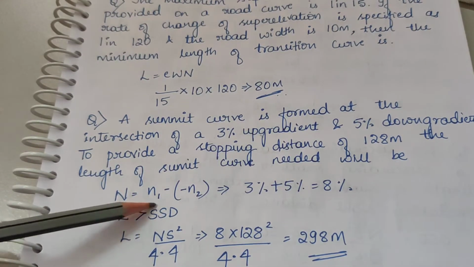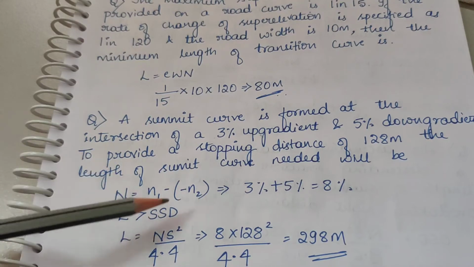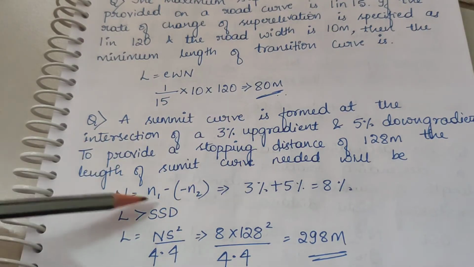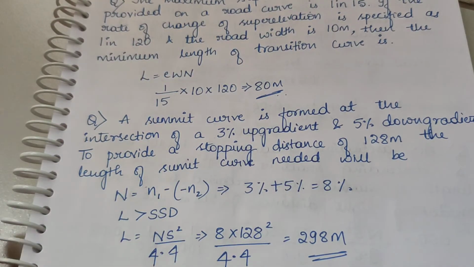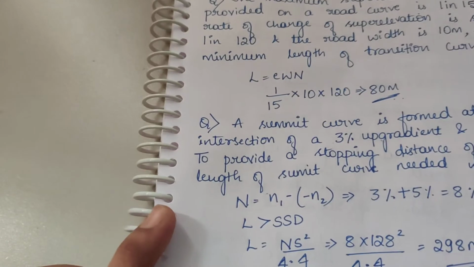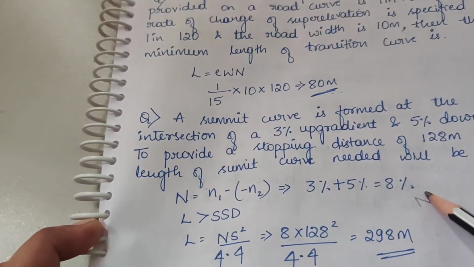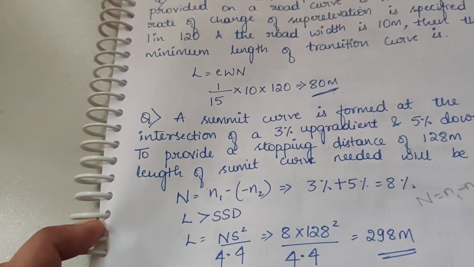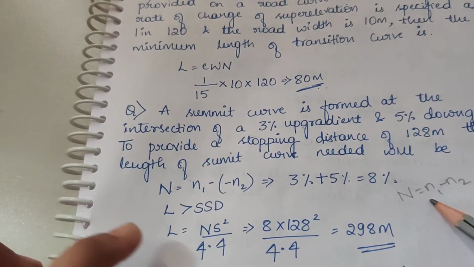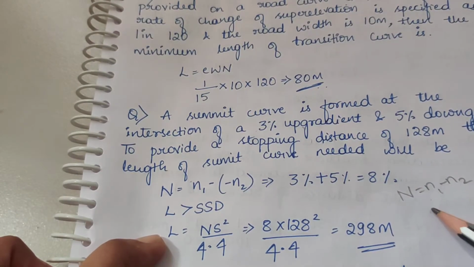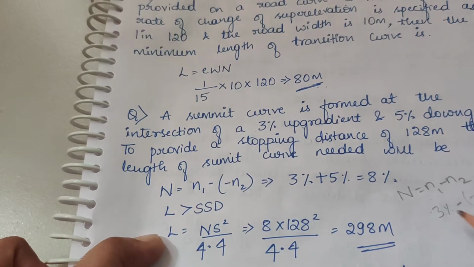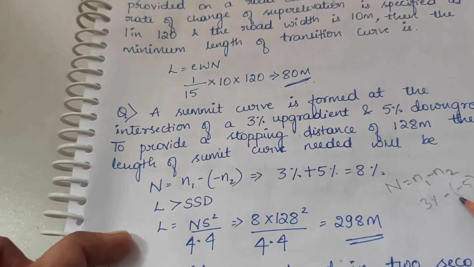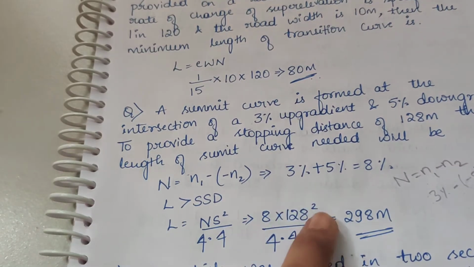So usually the formula is n1 minus n2. Since n1 is taken as the up gradient, 3%, and n2 is the 5% down gradient, the formula is N is equal to n1 minus n2. So n1 is 3%, minus n2, which is minus 5. So 3 minus into minus is plus 5. So 3 plus 5 is 8.